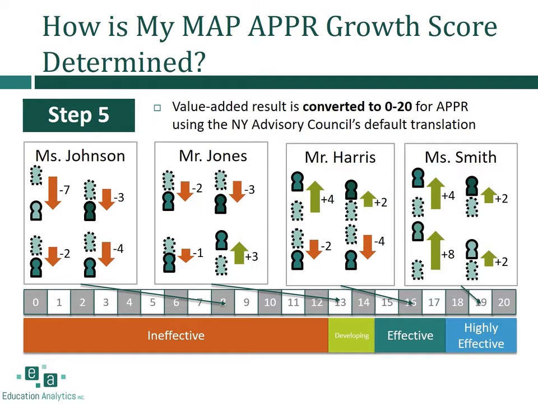In this example, Ms. Johnson's students tended to have well below average growth, resulting in an ineffective rating. Mr. Jones's scores were slightly below average, resulting in a developing score. Mr. Harris's students were about average, resulting in a score in the effective range. And finally, Ms. Smith's scores, who were well above average, resulted in a highly effective rating.